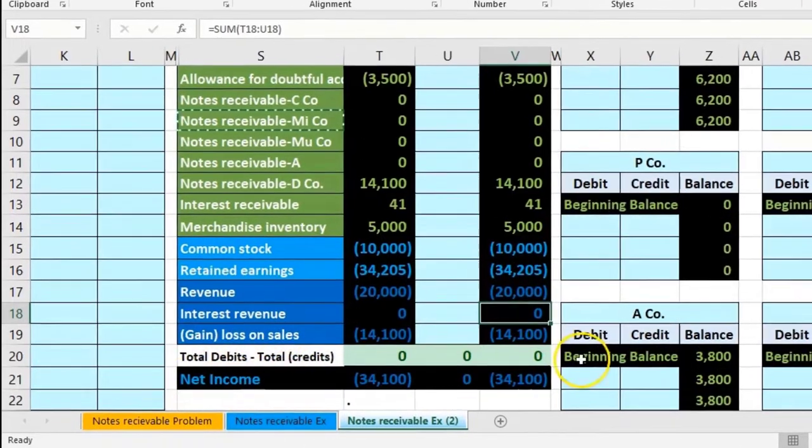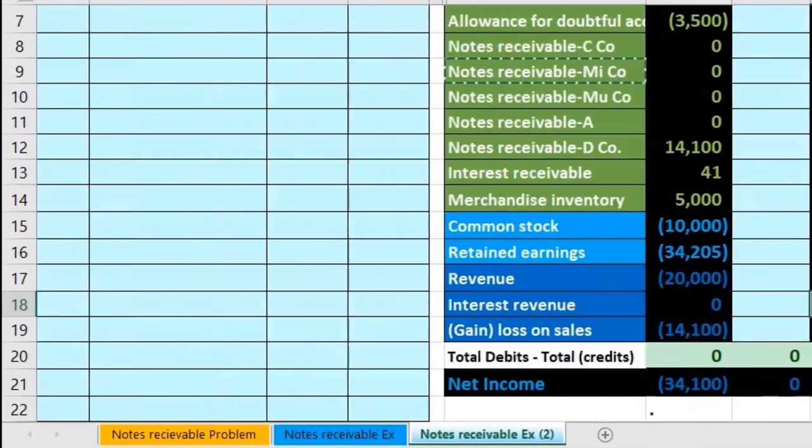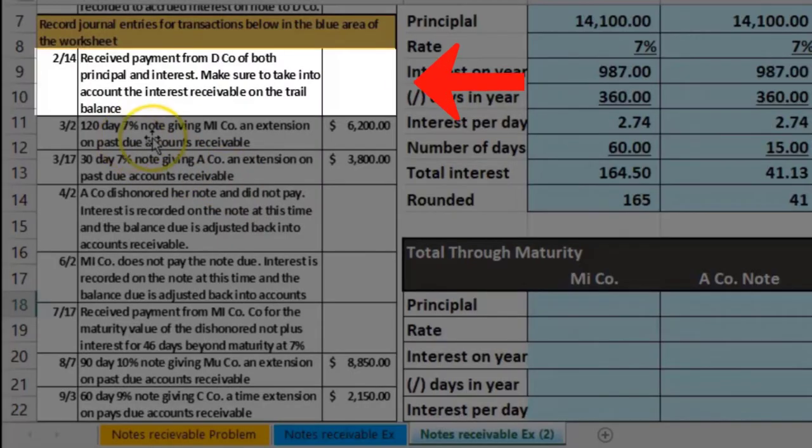So now we're going to jump to the current year and we're going to record some of these transactions. Now we're in the current year, we're going to record this stuff out. So on 2/14, receive payment from D Company of both principal and interest. Make sure to take into account the interest receivable on the trial balance.